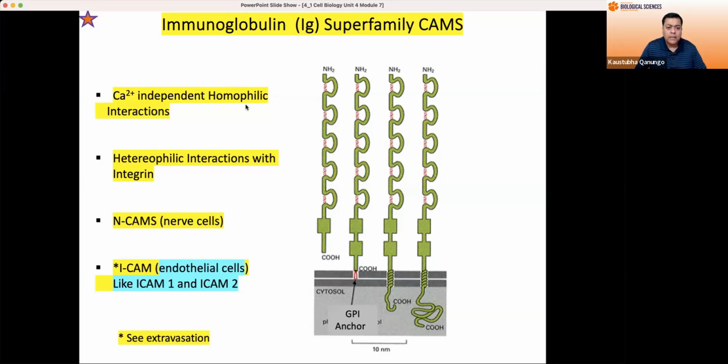So, independent homophilic interaction. Remember that cadherin is calcium dependent, whereas the Ig superfamily is calcium independent. Heterophilic interactions with integrin: these are the neural CAMs in nerve cells and ICAM in endothelial cells. The I comes from the word interstitial: ICAM1, ICAM2. We are going to talk about ICAM1 and ICAM2 a lot in extravasation later, and we'll see that these Ig superfamily proteins interact with the integrins in that part.